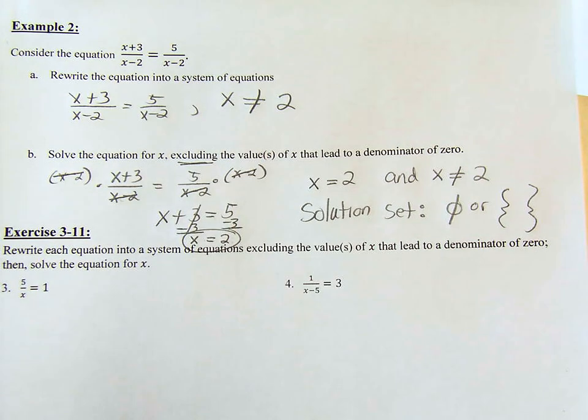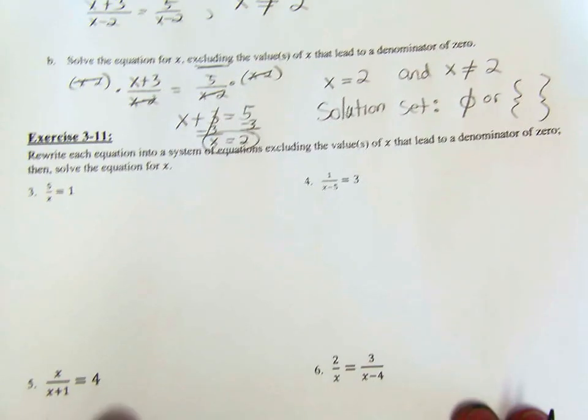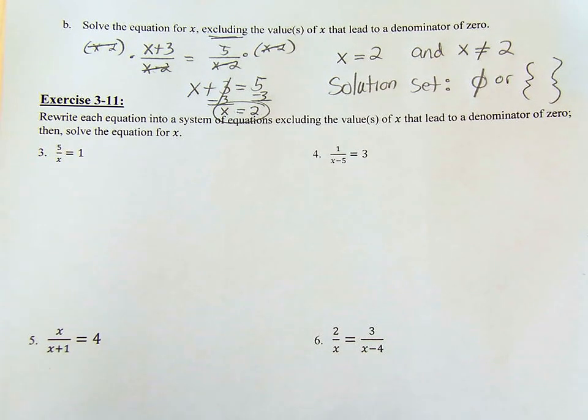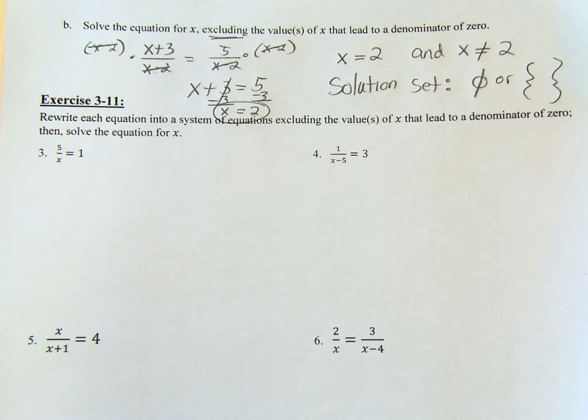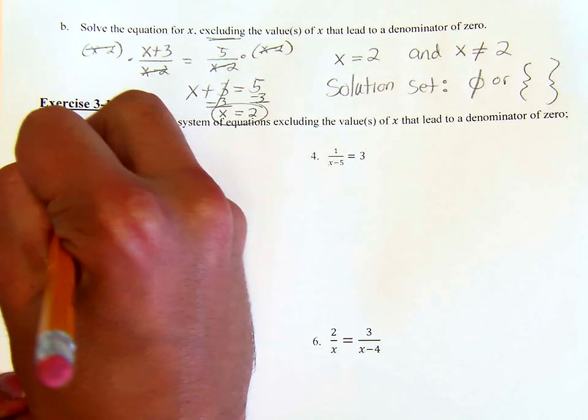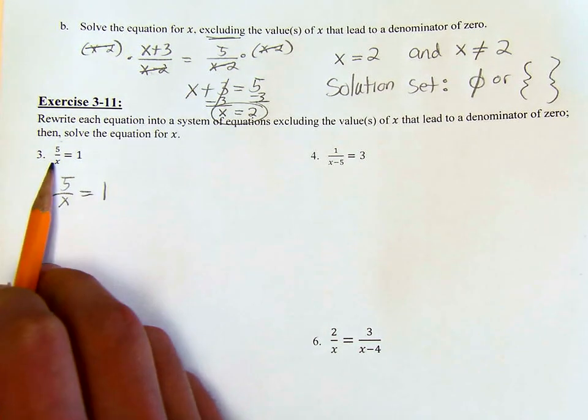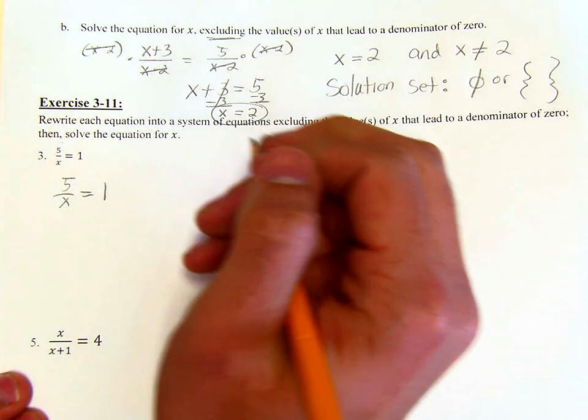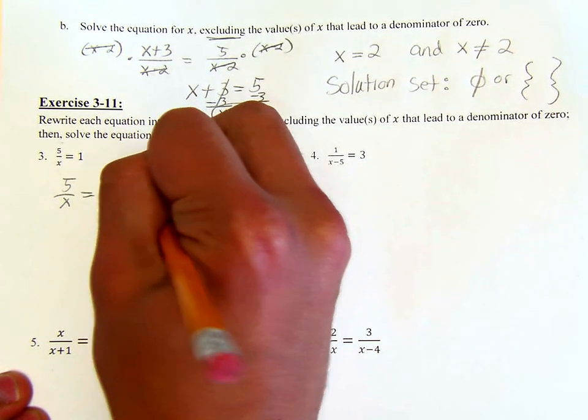So, let's move on to the next one. For exercises 3 to 11, they want us to rewrite each equation into a system of equations, excluding the value of x that leaves the denominator of 0. Then, after we do that, we want to solve for x. So looking at this, we have 5 divided by x equal to 1. So we're going to have our original equation, 5 divided by x is equal to 1. And in this case, since the denominator is just x, x cannot be equal to 0. So this is our system of equations that we have here.